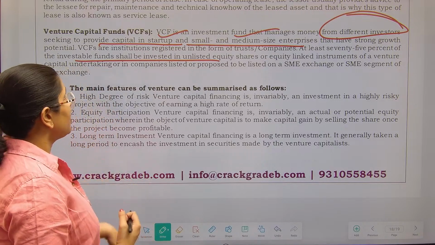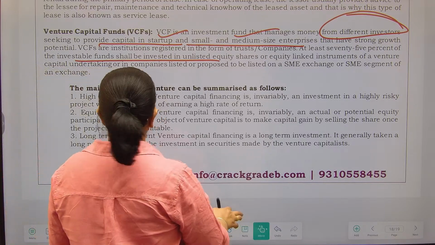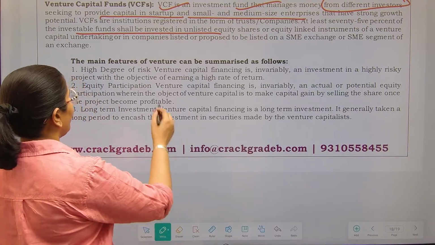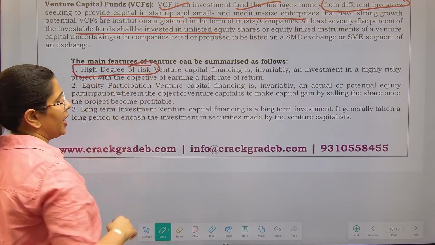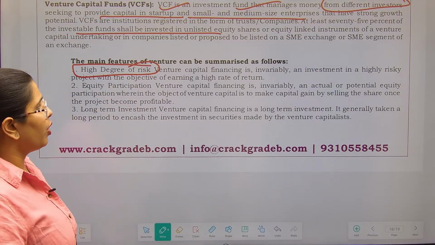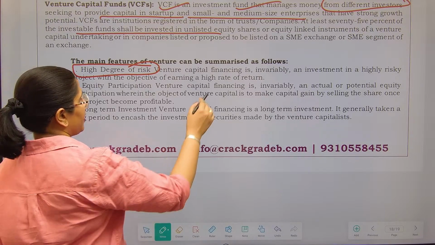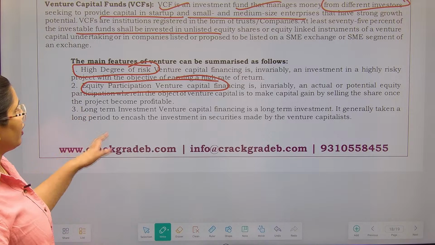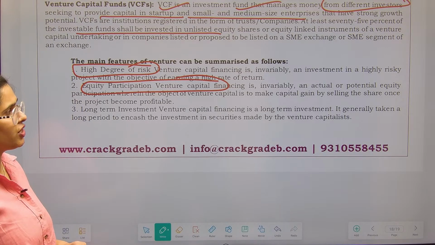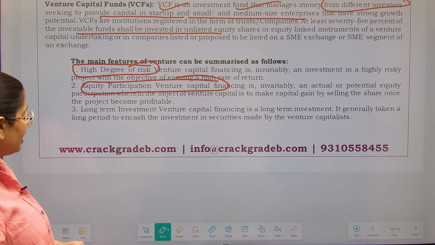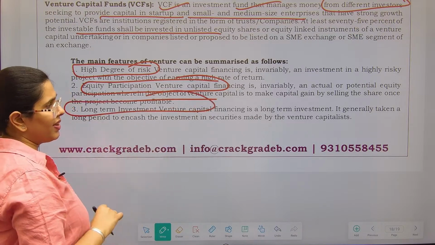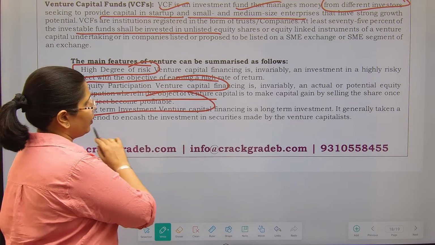Next, the main features of venture capital can be summarized. High degree of risk over here. Why? Because you are purchasing equity shares and obviously there is a high amount of risk. Equity participation: venture capital financing is invariably an actual or potential equity participation wherein the object of venture capital is to make a capital gain. Long-term investment: venture capital financing is a long-term investment. It generally takes a long period to encash the investment.